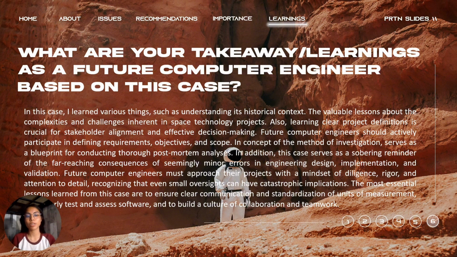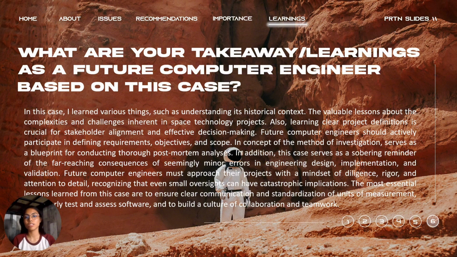Also, learning that clear project definition is crucial for stakeholder alignment and effective decision making. Future computer engineers should actively participate in defining requirements, objectives, and scope. In its method of investigation, it serves as a blueprint for conducting thorough post-mortem analysis. Future computer engineers should familiarize themselves with investigative techniques such as root cause analysis, fault tree analysis, and simulation-based testing to identify underlying issues and prevent recurrences.